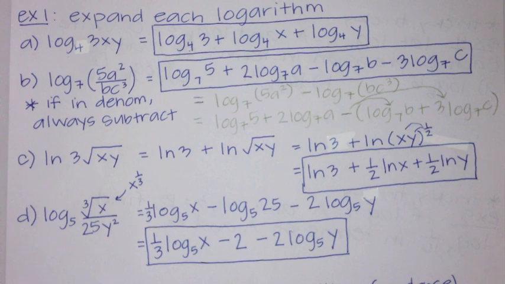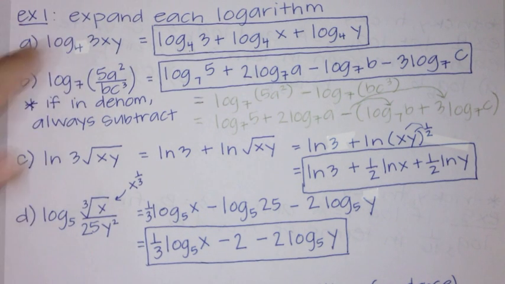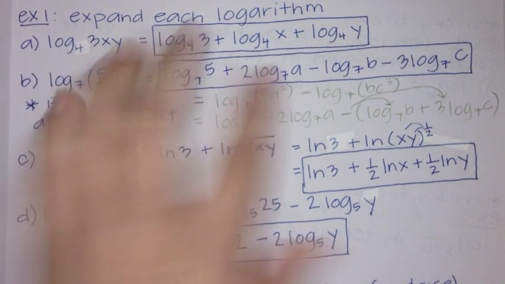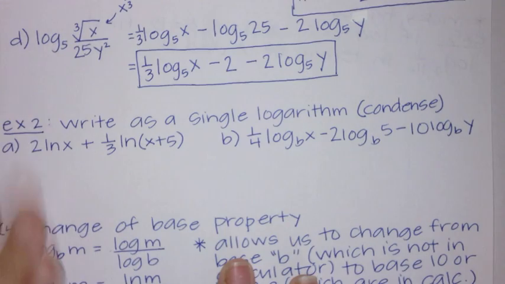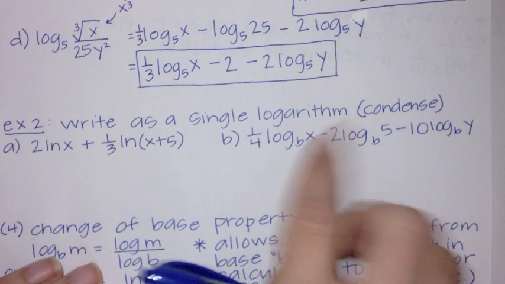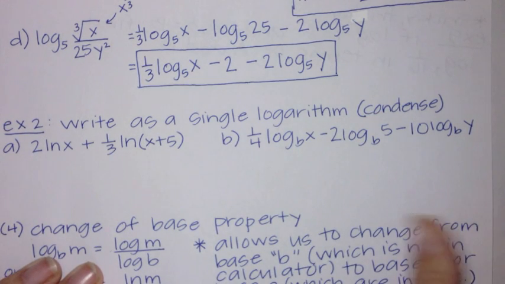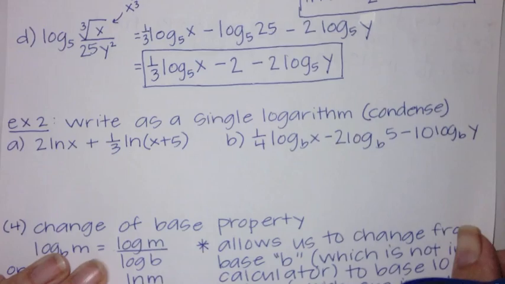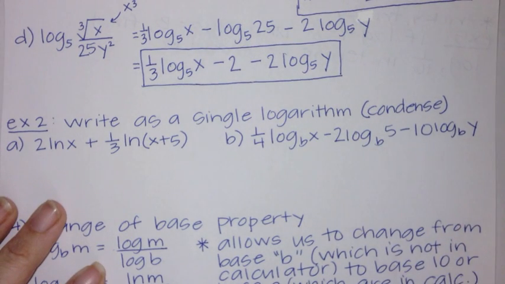Alrighty, moving on to condensing. So here we were given a single logarithm and we expanded. Now we're going to be given the expansion side and asked to condense. When you condense, you write it as a single logarithm, and we'll use this in the 3.4 lesson as well. So what you're going to want to do is just work backwards.